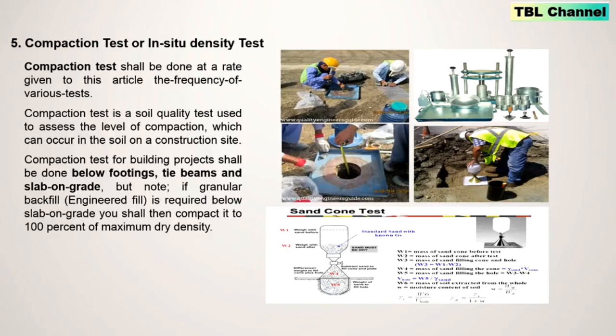But note, if granular backfill engineered fill is required below slab on grade, you shall then compact 800% of maximum dry density.